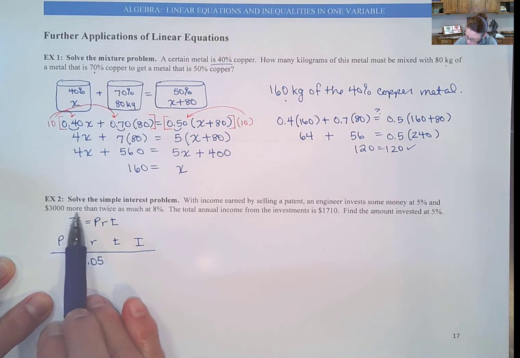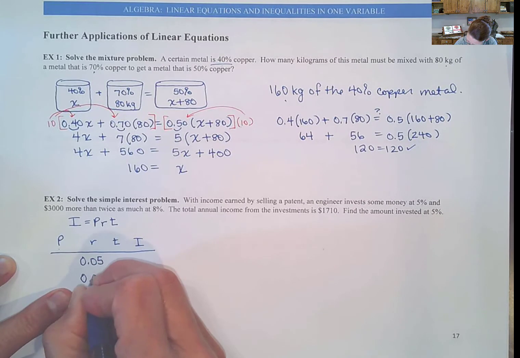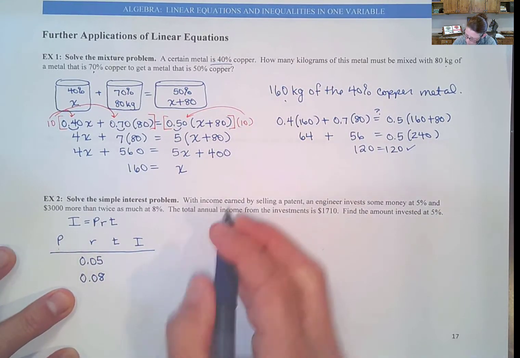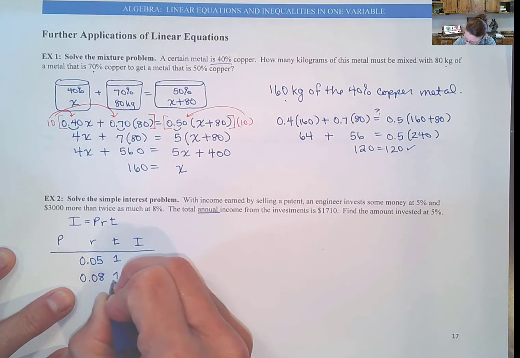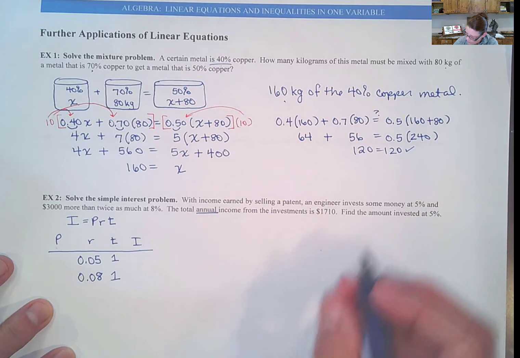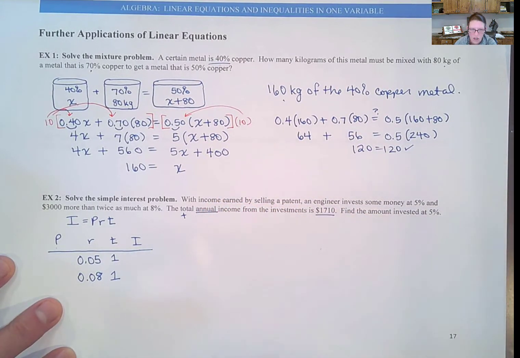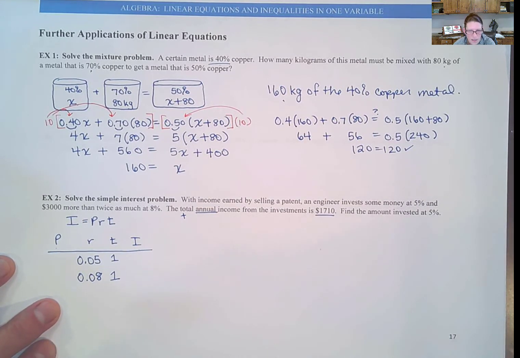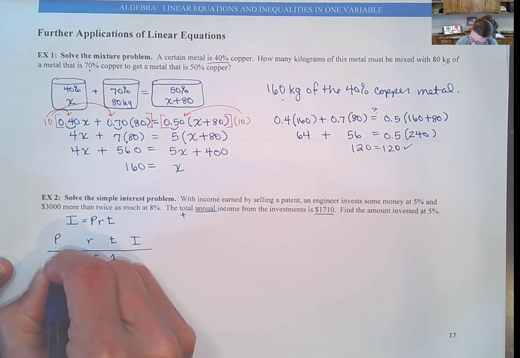And 3,000 more than twice as much at 8%. The total annual income tells you that this investment is for 1 year. That's our time amount. And we know that the total income, the total, comes from adding a couple of things together, is $1,710. Now, our question is, find the amount invested at 5%.